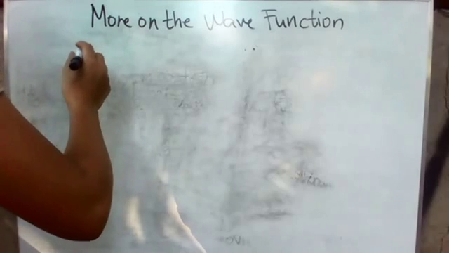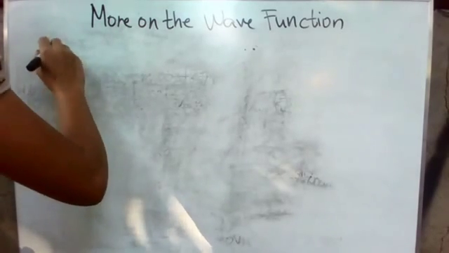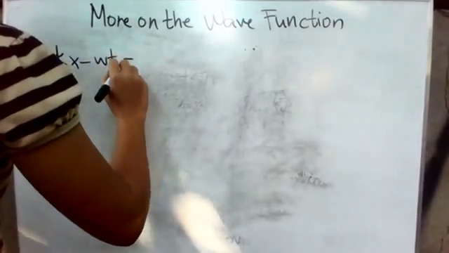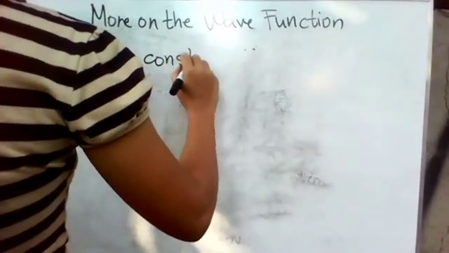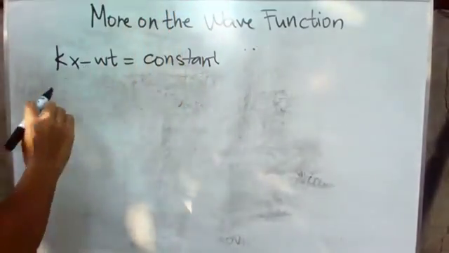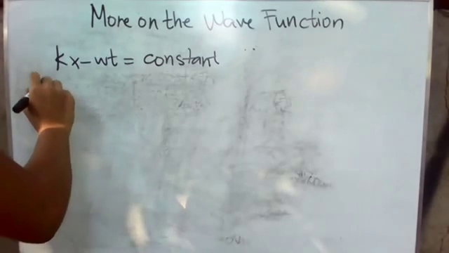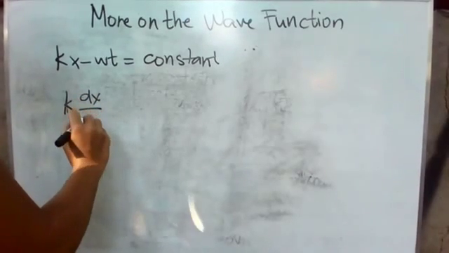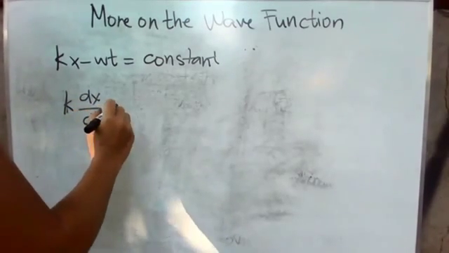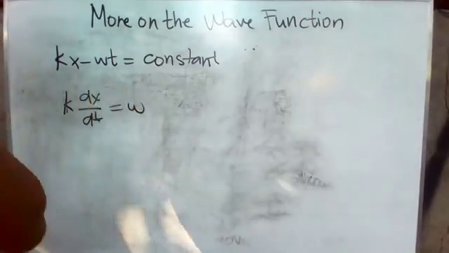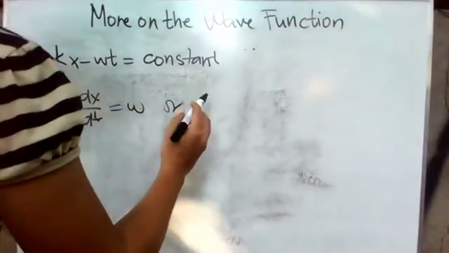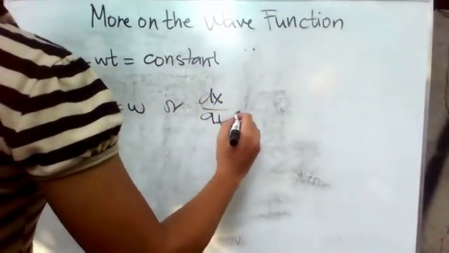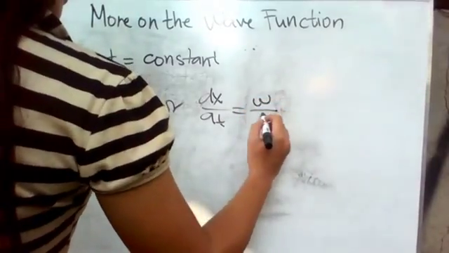So for a wave traveling in the x direction, that means that kx minus omega t is equal to a constant. Taking the derivative with respect to t, we find k dx/dt is equal to omega. So we have dx/dt is equal to omega over k.